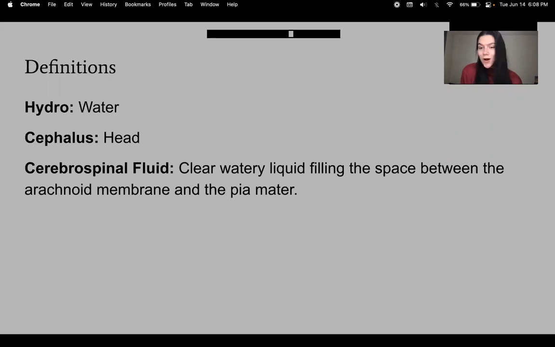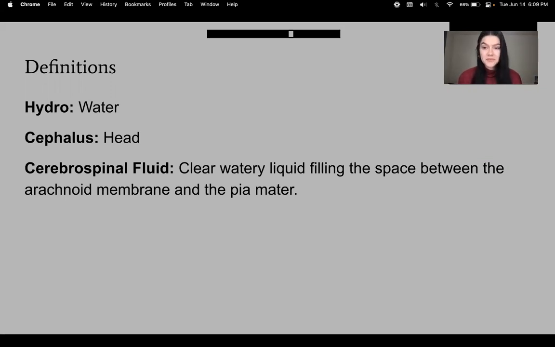Hydrocephalus is obviously a really big word, and I'm going to break it down for you. Hydro means water. You've probably heard this in other senses, like hydroplane, Hydro Flask. This is water. And then cephalus means head. And so hydrocephalus is when the cerebrospinal fluid is not flowing properly.